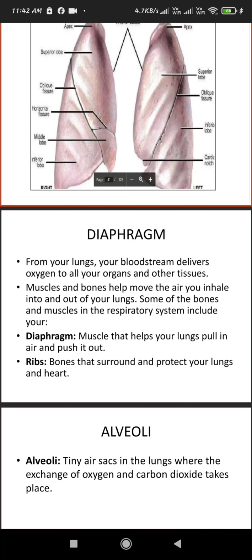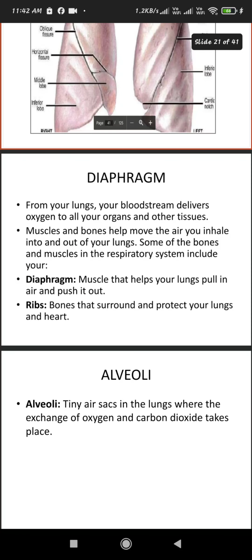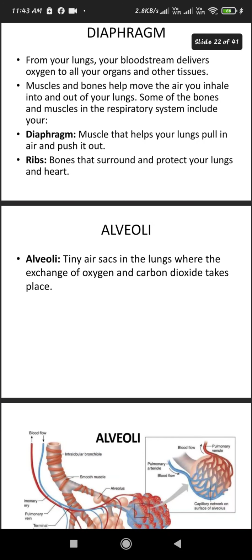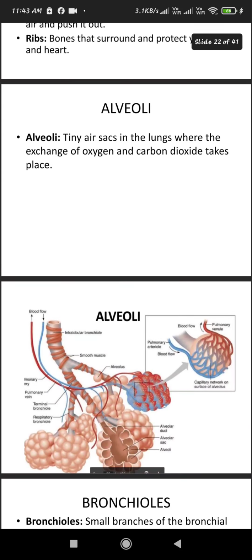Okay, the next is your diaphragm, a muscle that helps your lungs to pull in air and push it out. The ribs are the bones that surround and protect your lungs. तो muscle है जो take part in respiration, that is your diaphragm. और जो ribs हैं, these are the bones which protect your lungs and heart. What are alveoli? The tiny air sacs in the lungs where exchange of oxygen and carbon dioxide takes place.